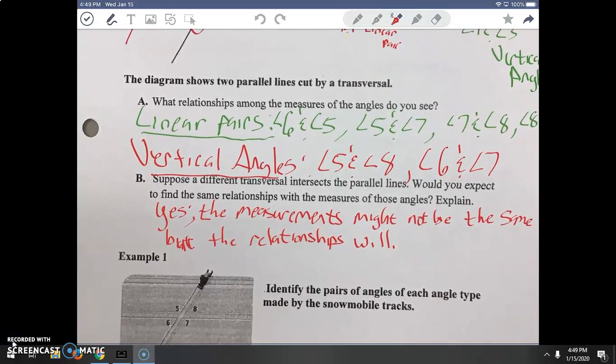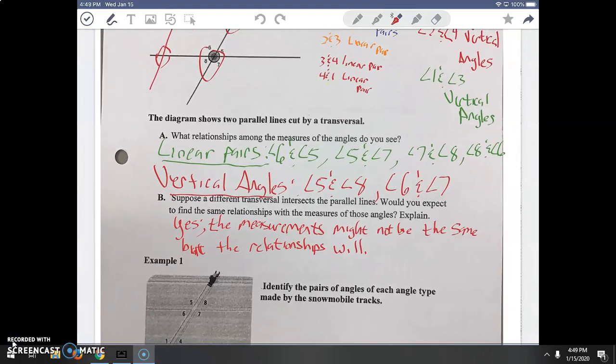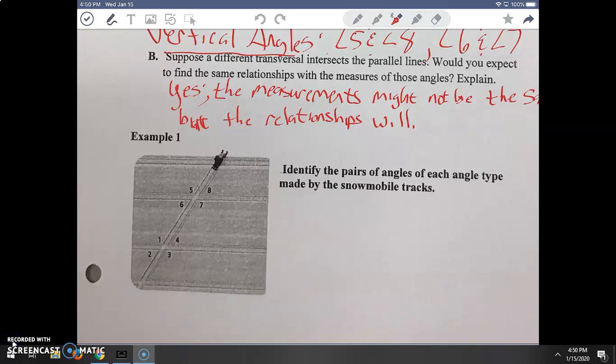So I put yes, the measurements might not be the same, but the relationships will be. The relationships will be the same as what we just talked about above, but the actual physical measurements of those angles might not be the same. So I'm going to pause it, move down, and go to the first example. Identify the angle types.